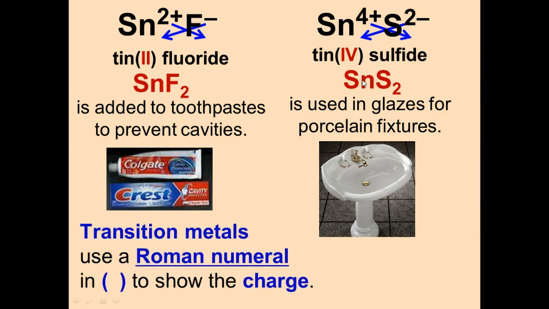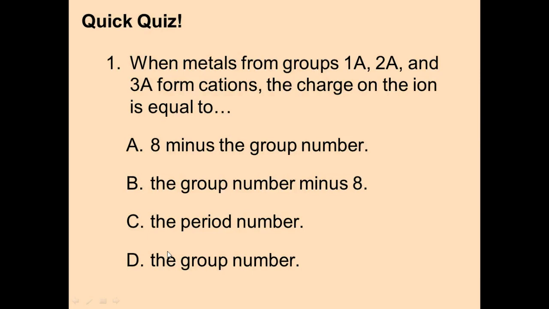And so it's important, we just talked about transition metals use Roman numerals to show charges. And if it's a non-transition metal, it has no parentheses. This is only for transition metals because there are 2 types, so we have to distinguish between which type we have. And so here's a quick quiz to see what you learned.